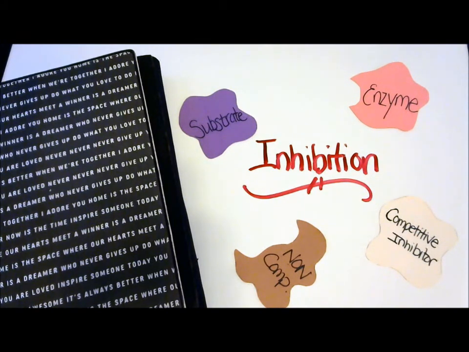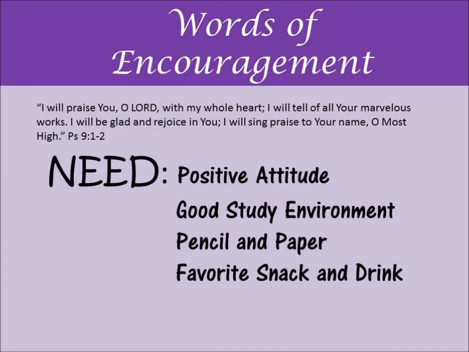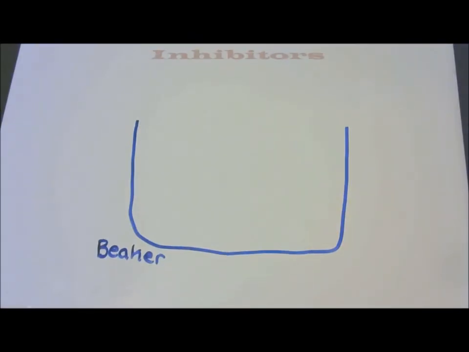So let's get started in this video. It's about inhibitors, non-competitive and competitive inhibitors. Inhibitors: hinder, restrain, prevent, block, stop. These are what inhibitors do. Today we're going to learn about competitive inhibitors and non-competitive inhibitors.